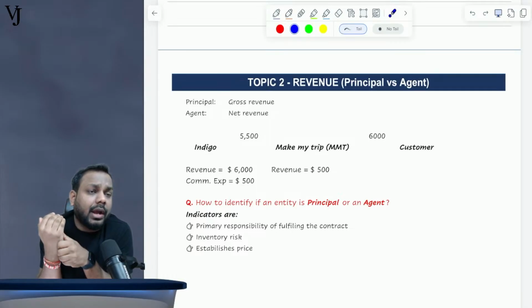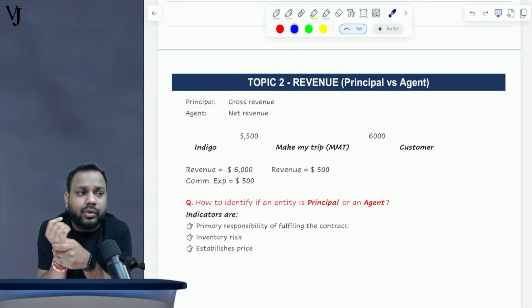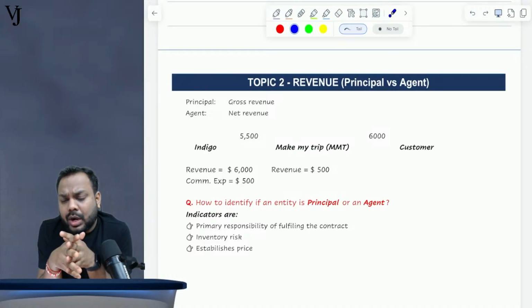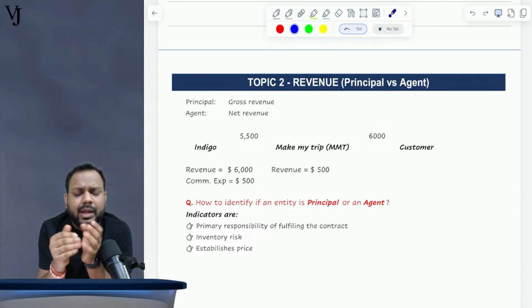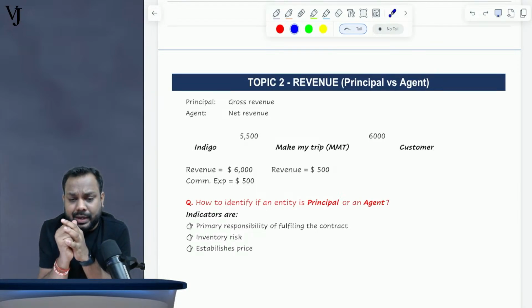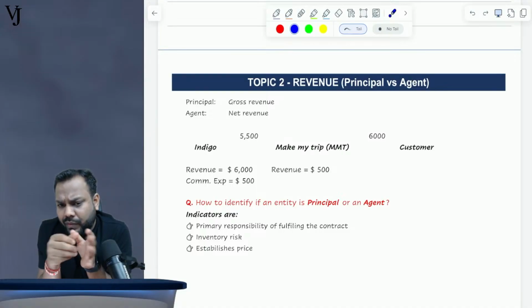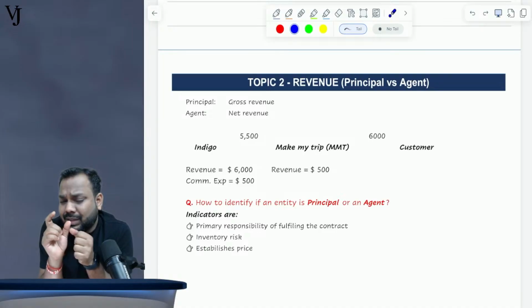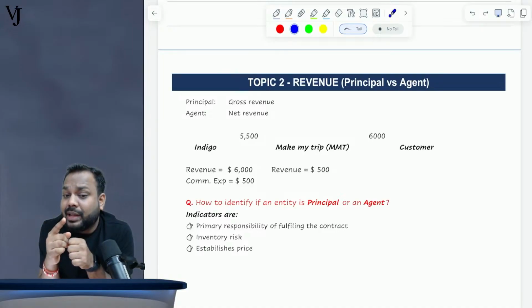Let's suppose I booked my flight tickets using an agent. The agent had some quota to sell flight tickets but was not able to sell them, so the flight was vacant. Tell me, who is bearing the risk? Is it the airline or the agent? It's the airline that bears the risk, the inventory risk.